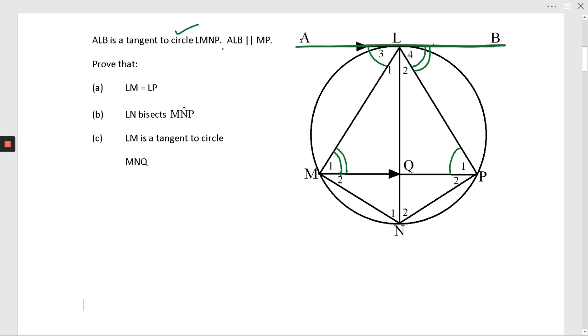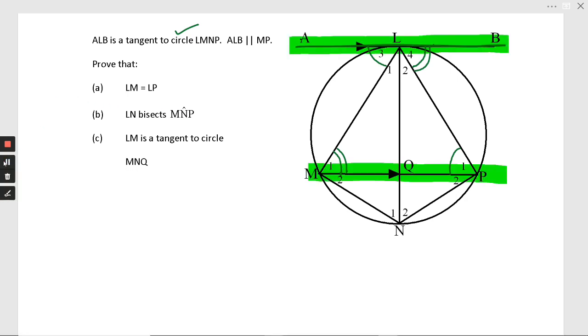Then they tell me that ALB is parallel to MP. So I'm going to go over the parallel lines. And I see then that the parallel lines give me a whole bunch of alternate angles. So actually, there's my Z happening there. Actually, L4 is the same as P1. So that means that all my single bars can now become doubles. It's convenient that I chose that way of marking it out.